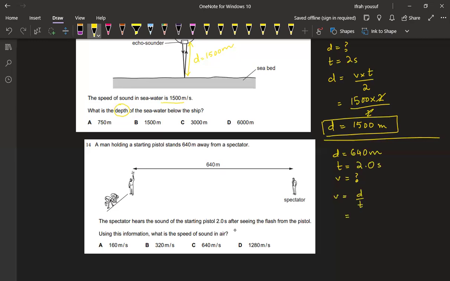So the distance 640 divided by the time 2 is going to be 320 meters per second. 2 ones are 2, and 2 320s are 640. Any confusion?